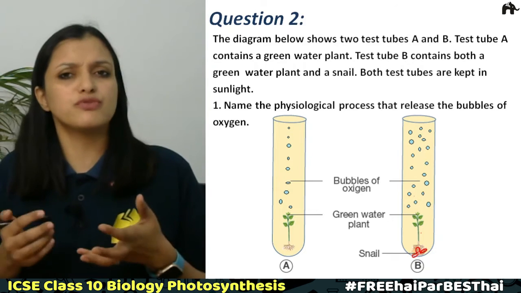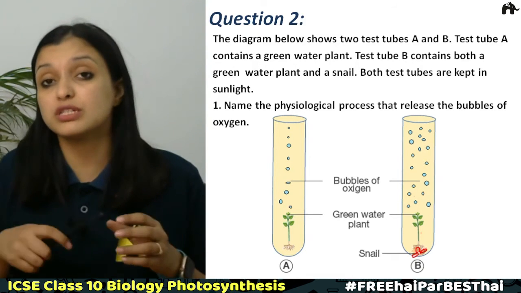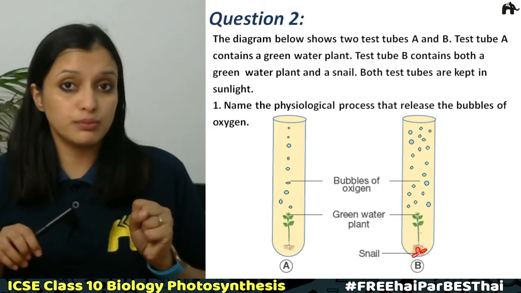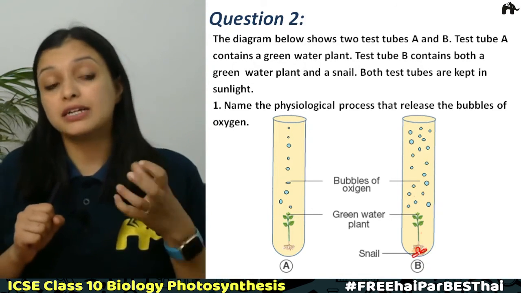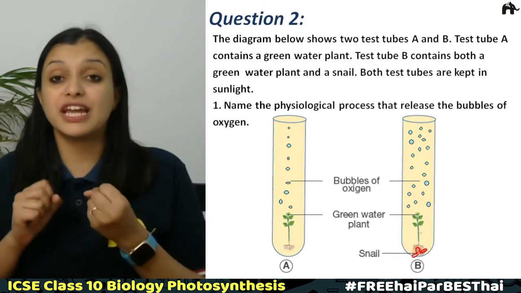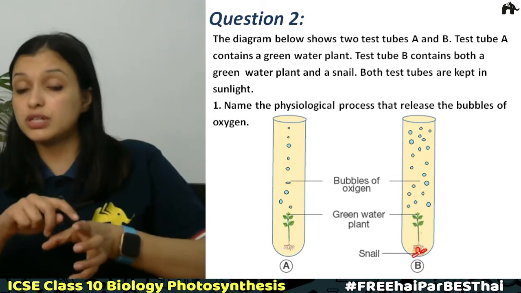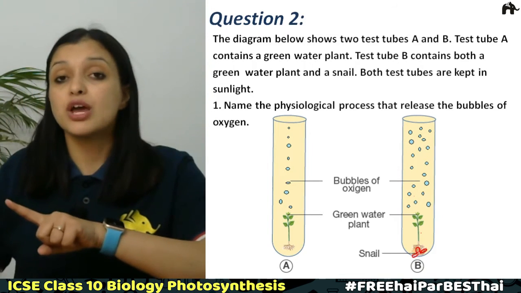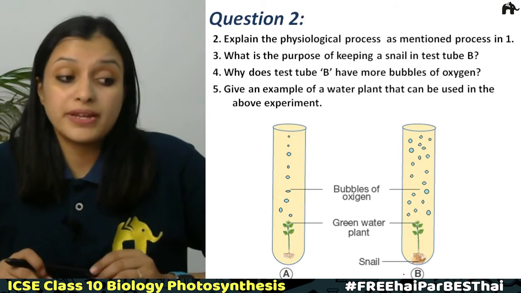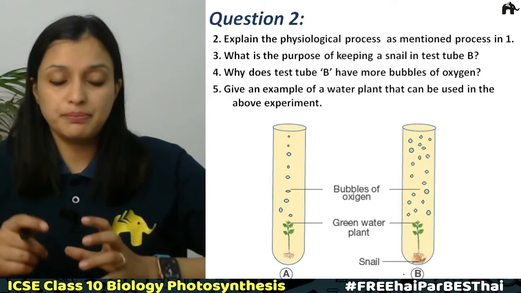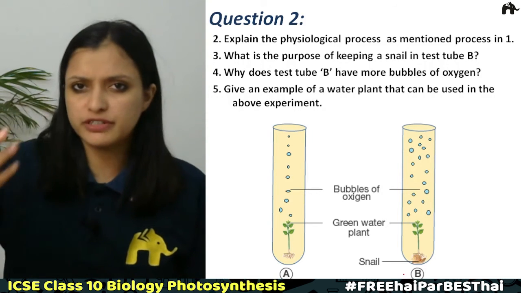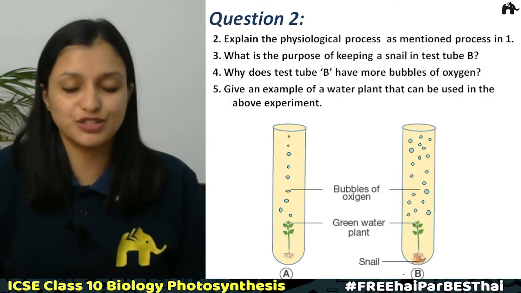photosynthesis, right? And what is photosynthesis? Photosynthesis is a process by which green plants make their own food using carbon dioxide from air, water from the soil, and chlorophyll, which is a green pigment present in plants. It traps solar energy and hence converts carbon dioxide and water into sugar and releases oxygen gas as a byproduct. Correct? So now question number 2, second part. Explain the physiological process that is mentioned in 1. I have already explained that physiological process, that is photosynthesis.